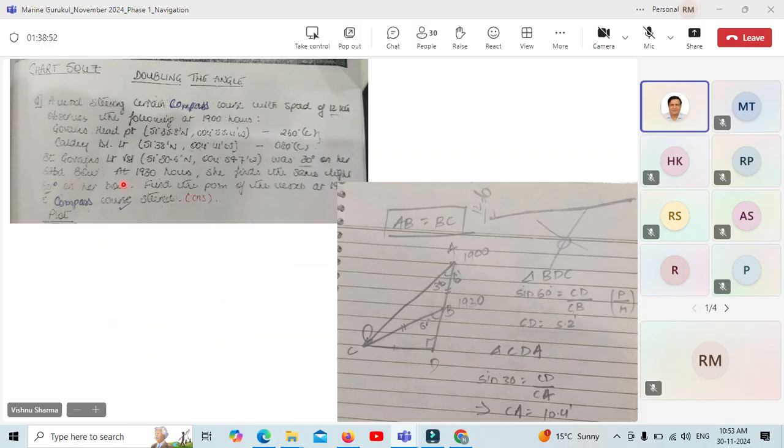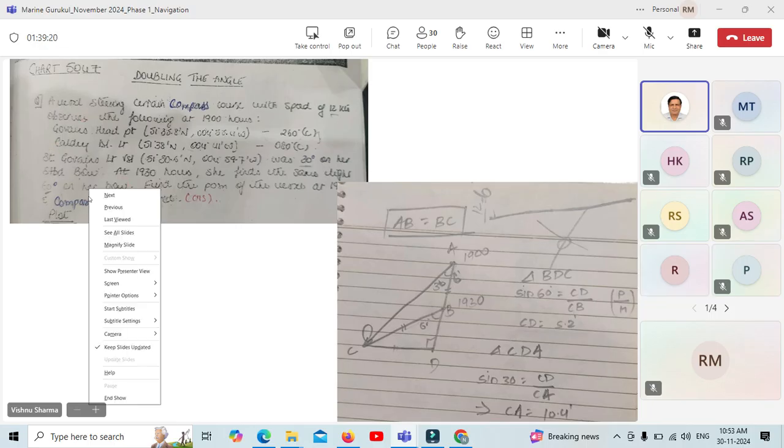Okay, guys, I don't know, this question people would have asked. I don't know if you have any doubts on this. A vessel steering certain compass course with a speed of 12 knots observes the following at 1900 hours. Gowan's Head 260 compass, Kaldi Island 080 degrees compass. Oh, this question I have already shared. This we have done through the video, right? So this question is already done.